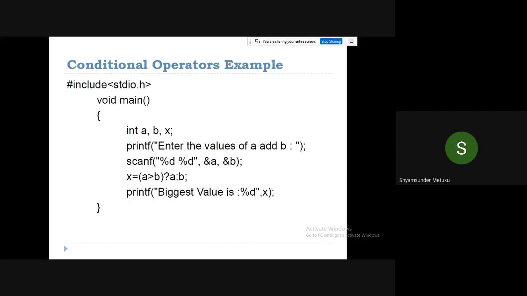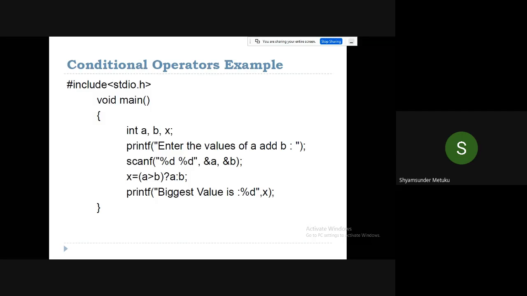According to you, is a greater than b true or false, you tell me? 5 greater than 10, true or false? False. Yes, when it is false, expression 3 will be assigned to x. If it is true, expression 2 will be assigned to x. Remember, expression 1 will be checked for the comparison, is it true or false. If it is true, expression 2 will be considered for the evaluation. If it is false, expression 3 will be evaluated.